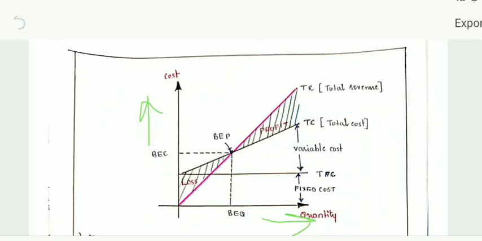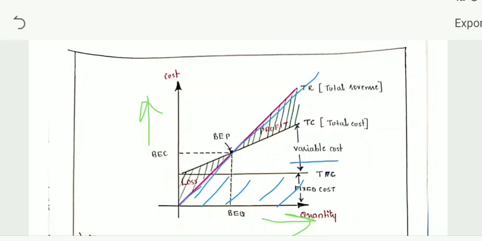Here you are able to see in the graph. Initially this is the fixed cost. Beyond this point, suppose this is a fixed investment, this is the variable cost, and this is your total revenue. Suppose this is your total revenue line. Your total revenue line has gone this way.